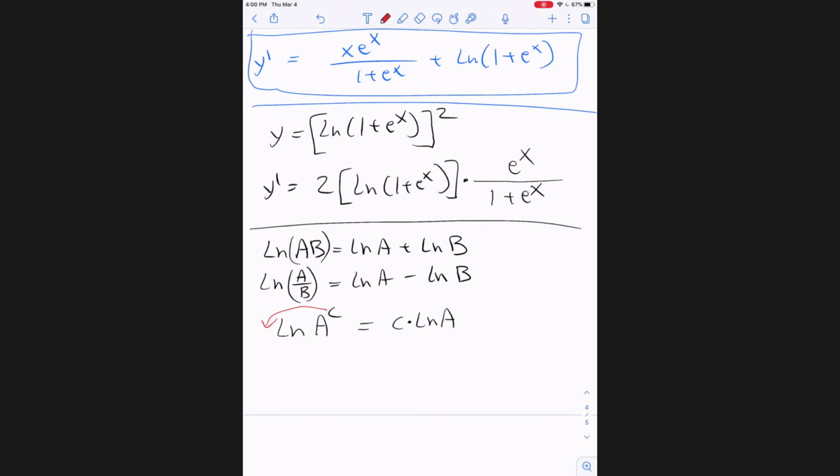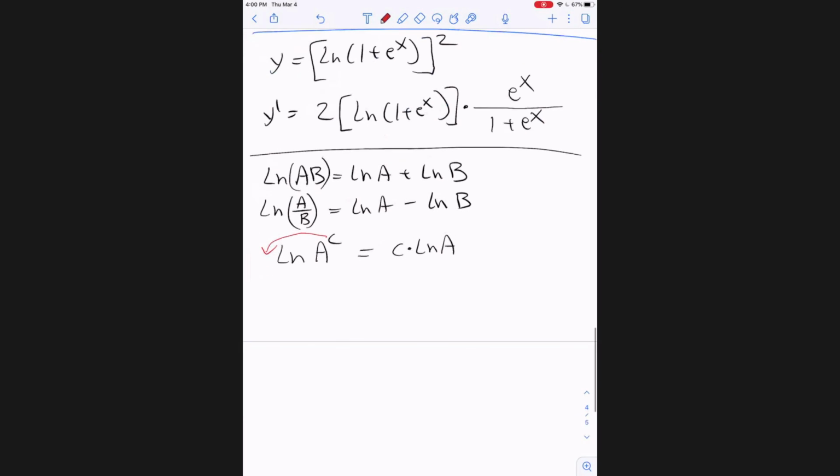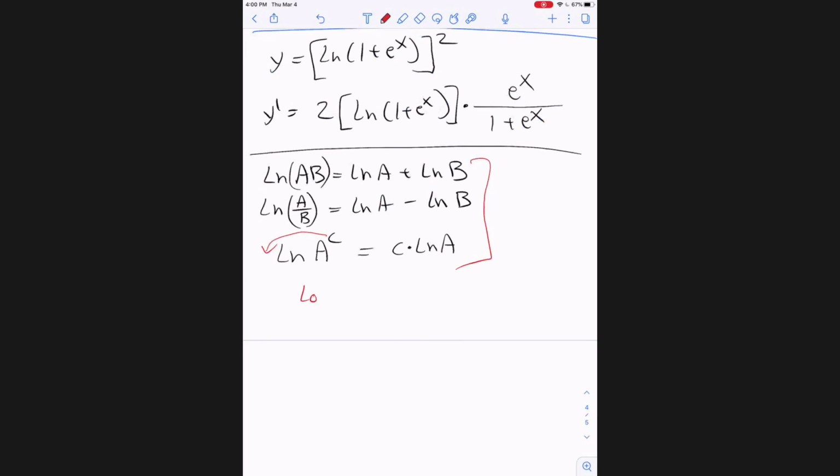Sometimes you want to write a log in different forms because maybe it's easier to take a derivative another way. And by the way, this is true for all bases. For example, if I had log base 5 of xy, I can rewrite that as log base 5 of x plus log base 5 of y. It's not just true for natural log. It's true for all the bases.